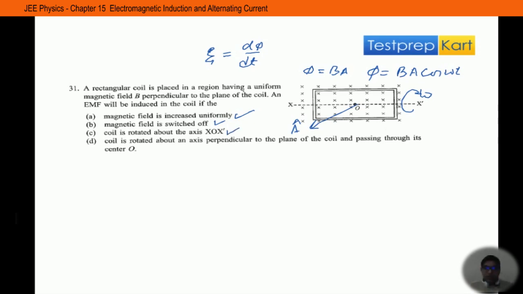Fourth case, the coil is rotating about an axis passing through this point and perpendicular to this plane. Okay. So if the coil is rotating in the same plane and the same magnetic field is passing through it, there will be no change in flux. So it will not induce any EMF. So for question number 31, three options are correct. Option A, B and C.